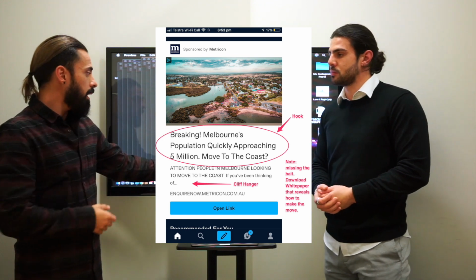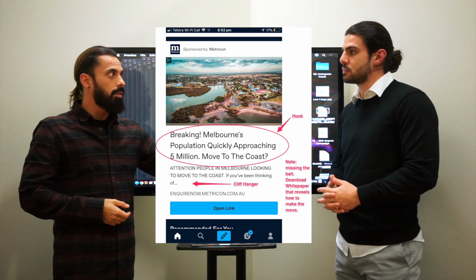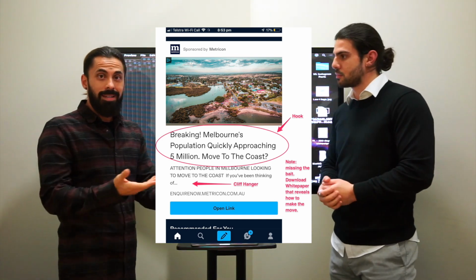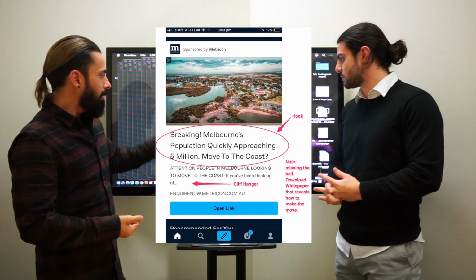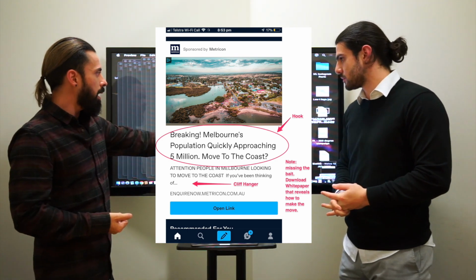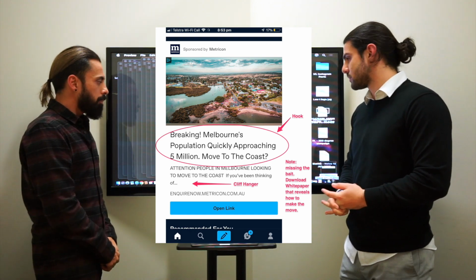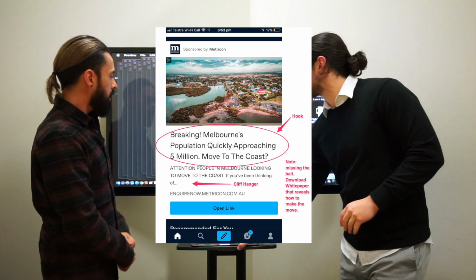And then they could have said to download this white paper, click on this button, and it takes you to the landing page, and that's your cliffhanger. There it is. So yeah, it's okay. It's not a bad hook, but you know there's missing pieces to it. Let's open the next one, Nick.